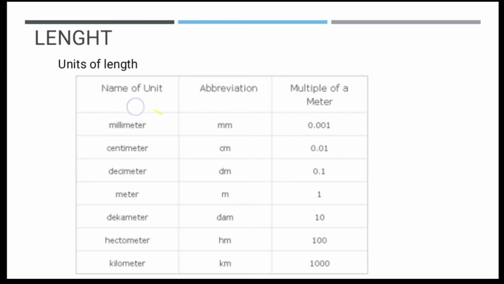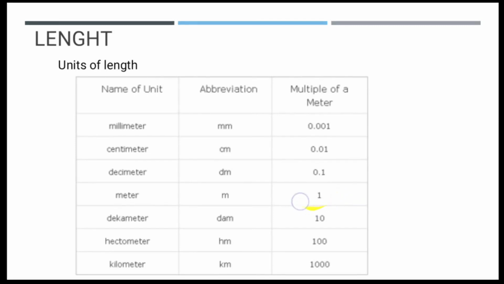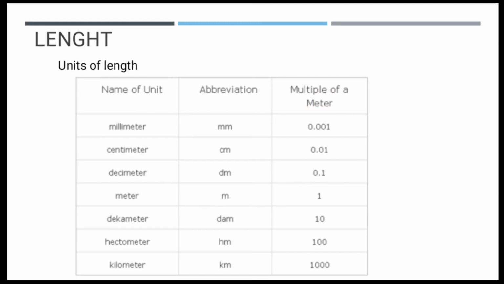Then, the next one, the smallest one, we have the millimeter. From meter, we will move to millimeter. 1, 2, 3. So 3 times. So we will move 3 times to the left. 1, 2, 3. We have how many zeros? 2 zeros. Therefore, 1 meter is equal to 0.001 millimeter.